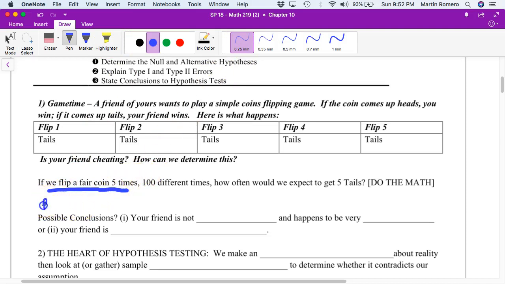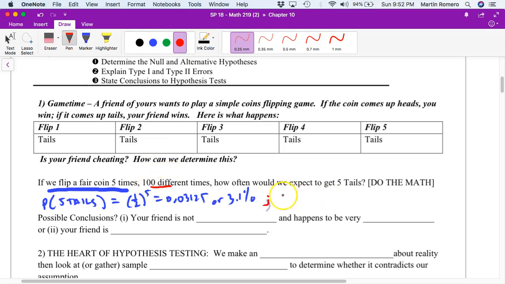Well, the probability of five tails is a consecutive sequence of events. So that would just be 1/2 to the power of five. And if you calculate that, the probability of getting five tails in a row would be 0.03125, or about 3.1% of the time. Then if we did this 100 times, we would expect the expected value, five tails, about three times. So then that leads us to the possible conclusions.